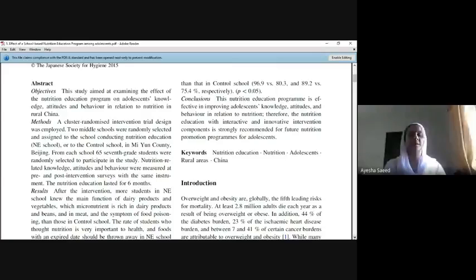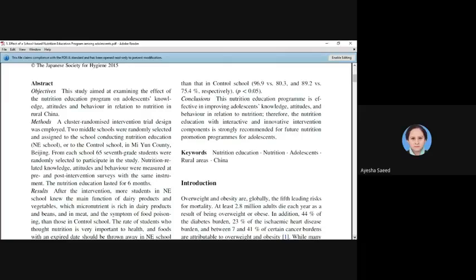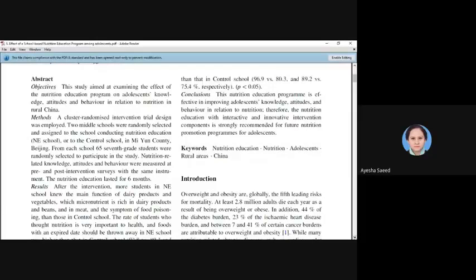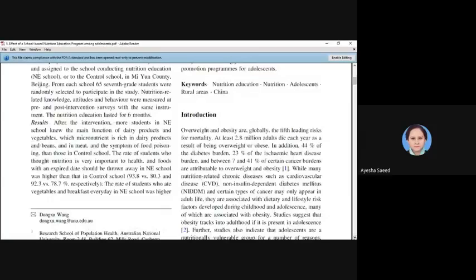Nutrition-related knowledge, attitudes, and behavior were measured at pre and post-intervention surveys with the same instrument. The nutrition education lasted for 6 months. After the intervention, more students in the nutrition education school knew the main function of dairy products and vegetables, which micronutrient is rich in dairy products, beans and meat, and the symptoms of food poisoning than those in the control school. The rate of students who thought nutrition is very important to health and that foods with an expired date should be thrown away in the nutrition school were higher than in the control school.